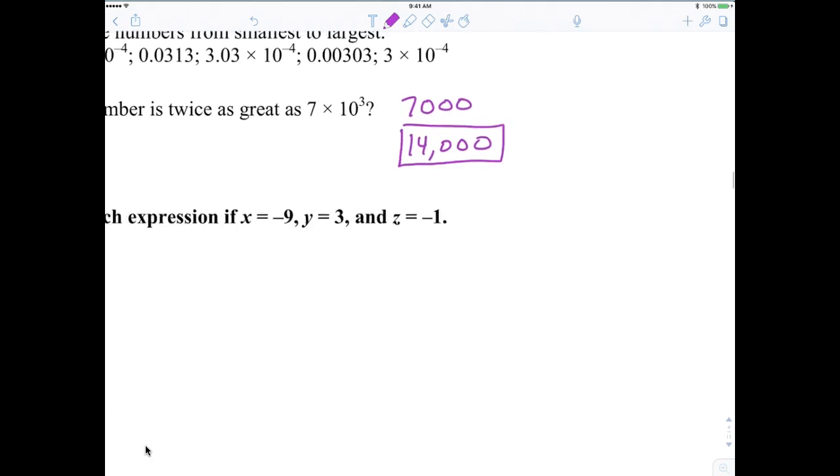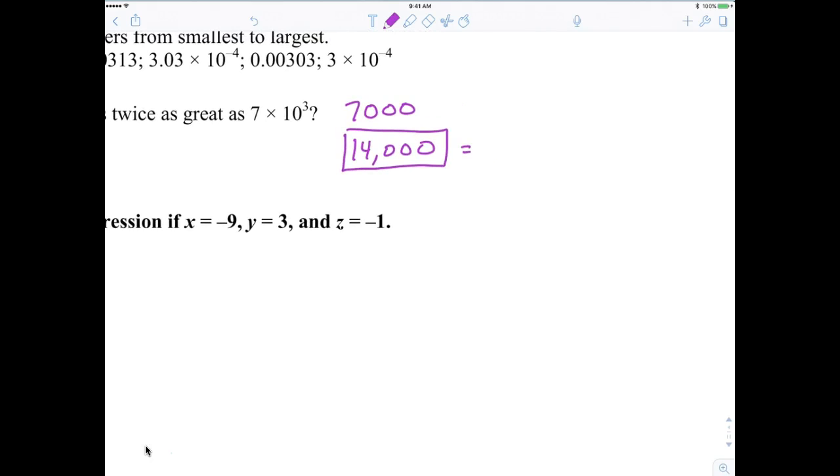So it'd be, thank you, what was it? 1.4 times 10 to the 4th. All right, 1.4 times 10 to the 4th. Now, if you want to do it the other way, it actually would be 14 times 10 to the 3rd. But 14 times 10 to the 3rd is not written in scientific notation.